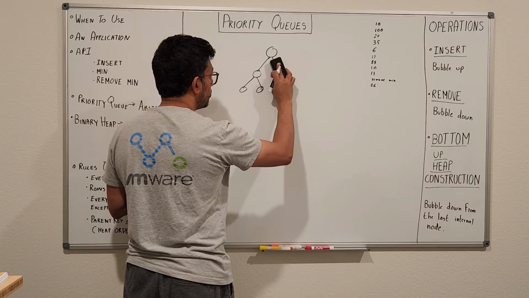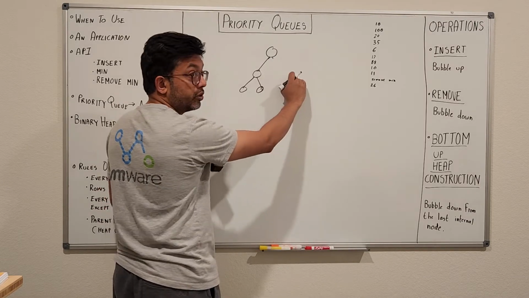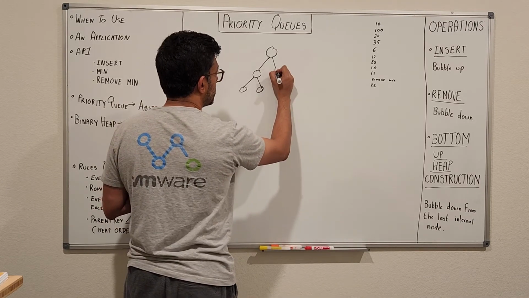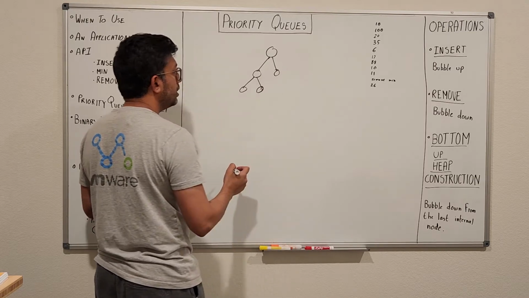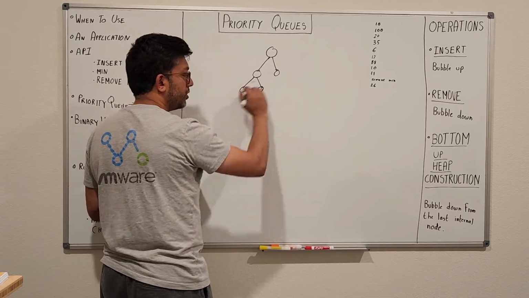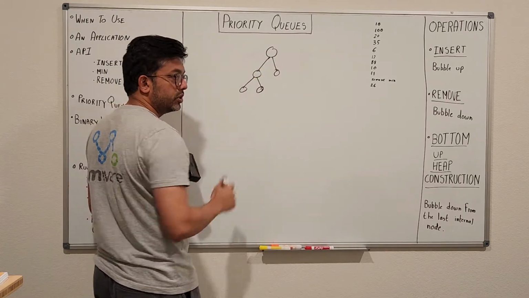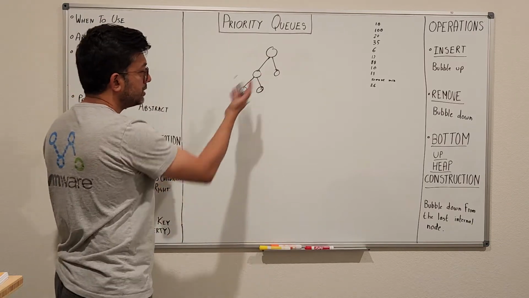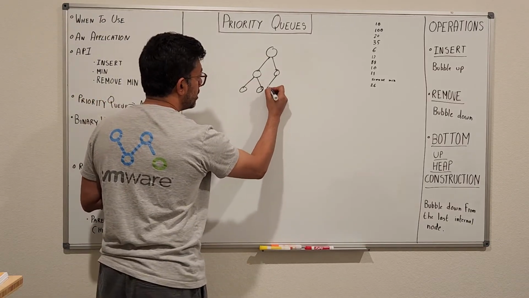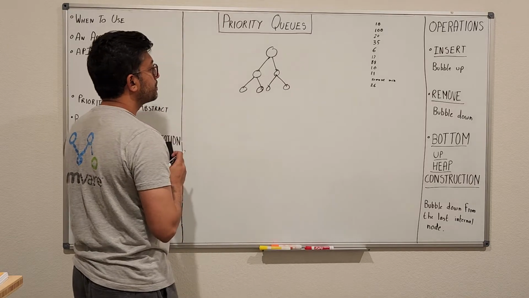If I do it this way, this row is not full, right? So again that's not allowed, because every row has to be full except for the bottom row. Rows have to be filled left to right, and every node has two children. So it's pretty simple. Basically this is a complete binary tree. This is also a complete binary tree.